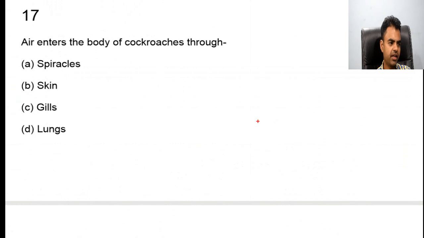If we are talking about fish, we'll put fish in the place of cockroaches. Air enters the body of fish through what? What would be the answer for this question? I want you to answer in the comment section. I want you to tell me which one would be the answer.